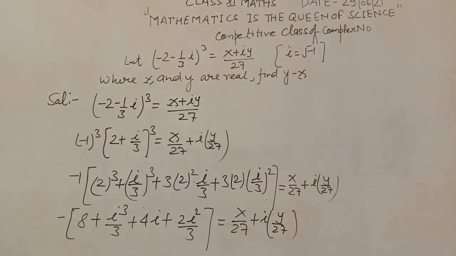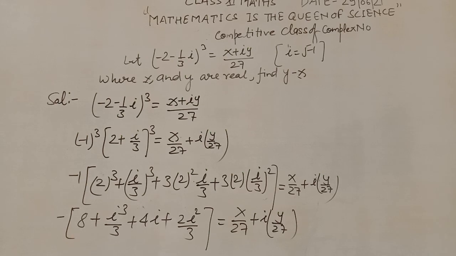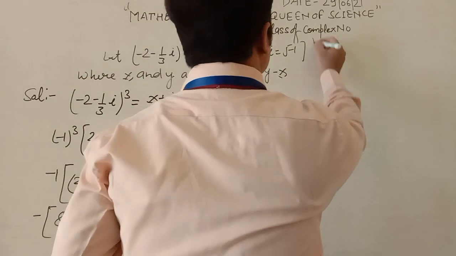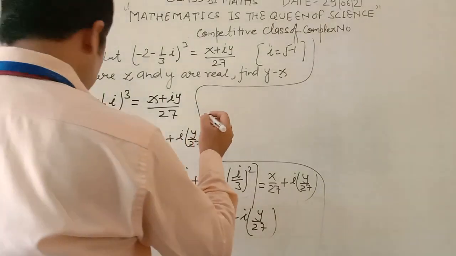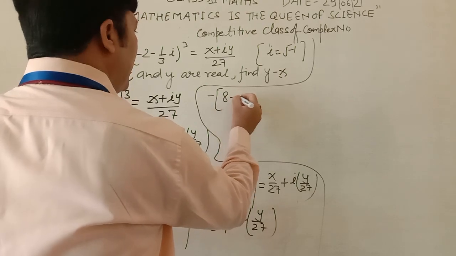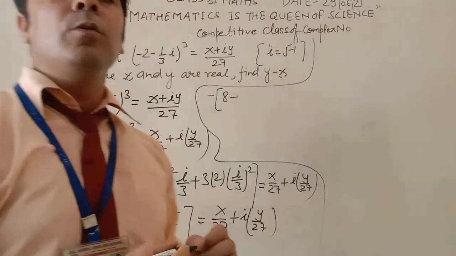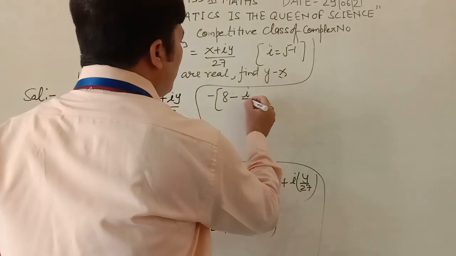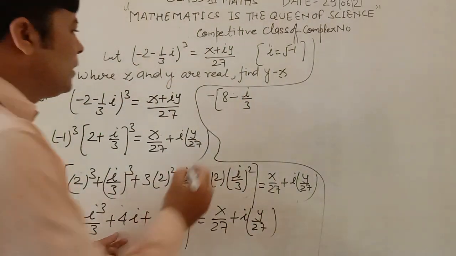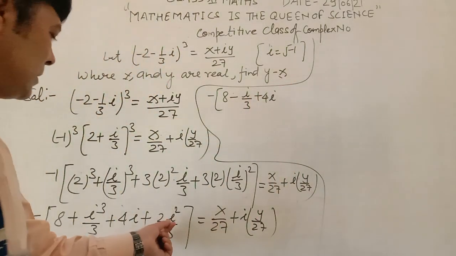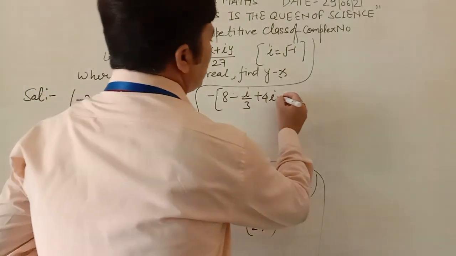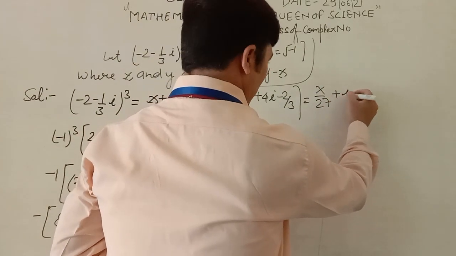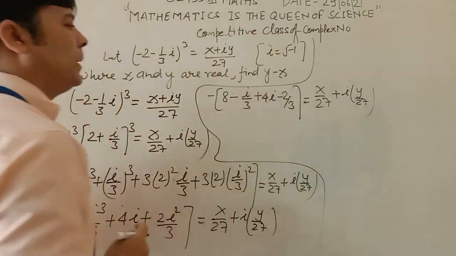Now this is equal to minus 8 plus, you know that the value of i cube is equal to i square into i. i square gives you -1, so it is minus i upon 3 plus 4i, and this is minus 2 upon 3. This is equal to x/27 + iy/27.